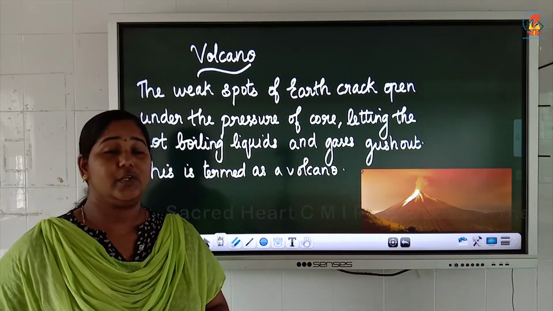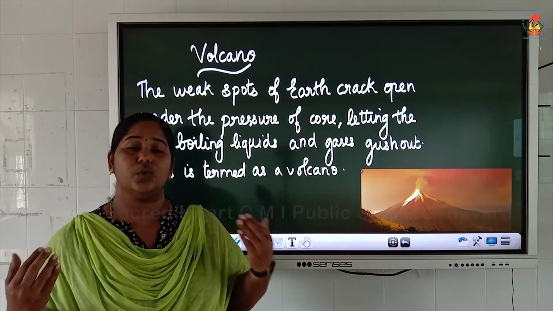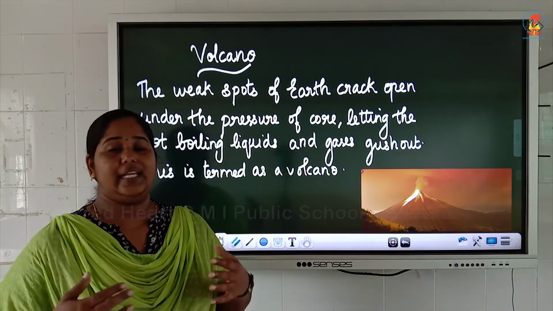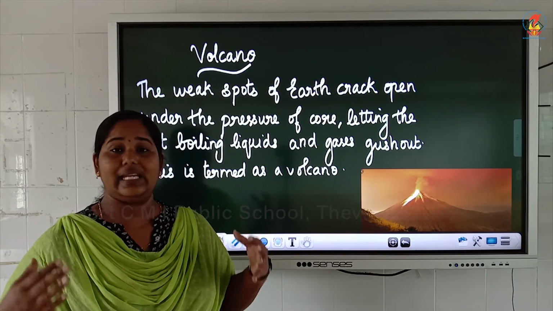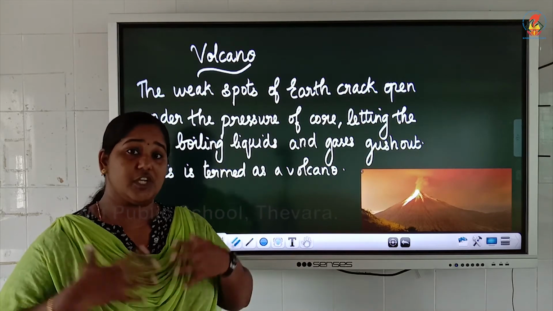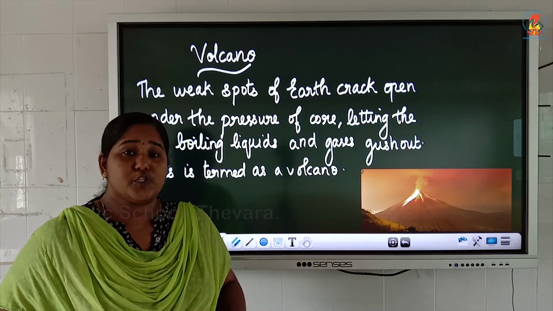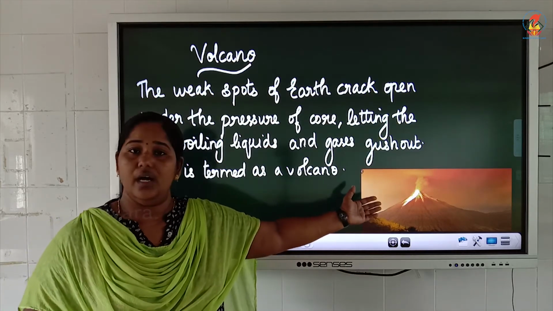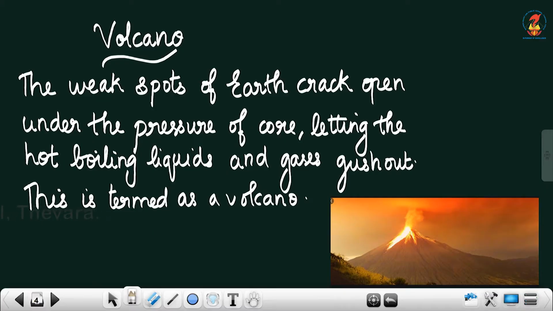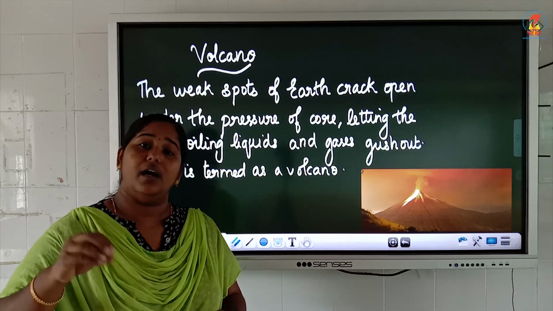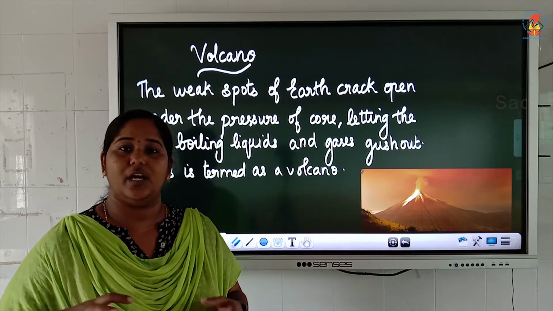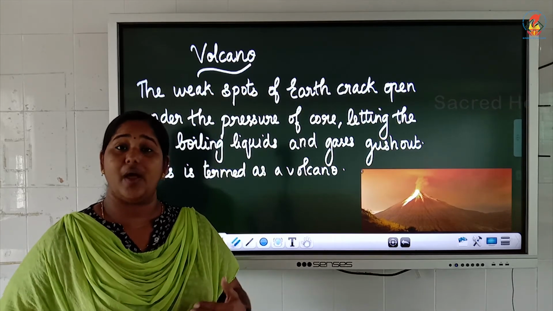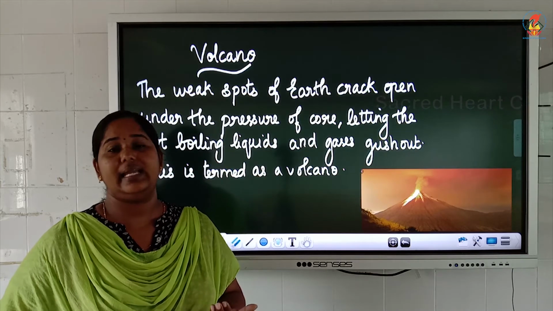The hot liquid in the core pushes through the weak spots of the crust and it breaks open, letting that hot liquid gush out. It is pushed out of the Earth's crust and that is called a volcano. You can see the picture of a volcano here. So this is how a volcano is formed. Nobody is going and filling that hill or mountain with a hot liquid. It is coming from deep inside the Earth.